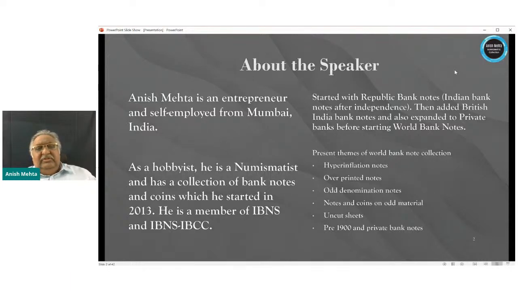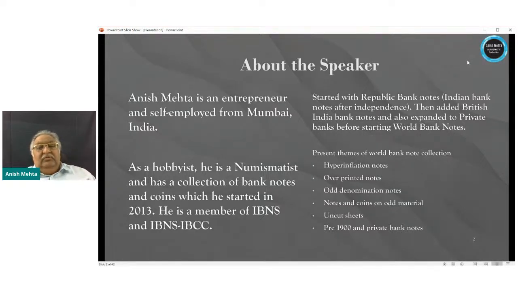Sometime in 2015-16, I started diverting to World Bank notes, and the topic which I do at present is hyperinflation notes, on which I would be talking today. I also do overprint notes, which means a note on which there is a subsequent printing over the original. Then there are odd denomination notes, which have non-standard numbers like 21, 4, 6, which are not standard denominations printed around the world.